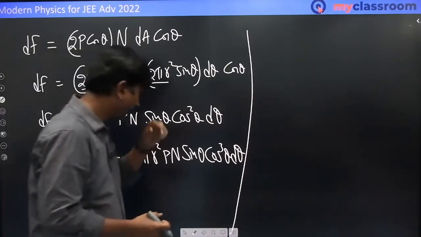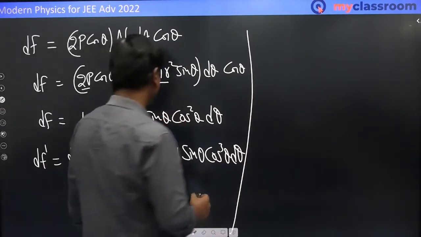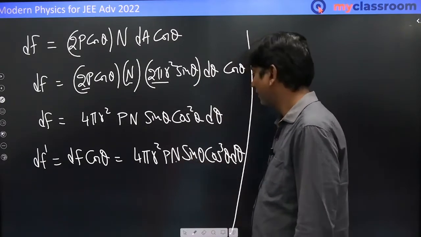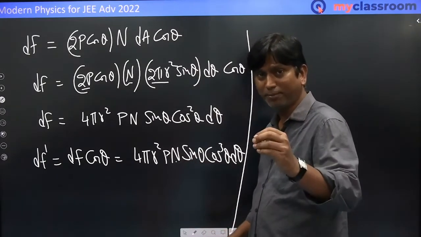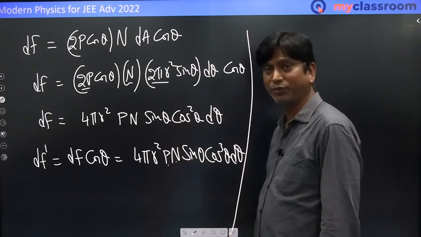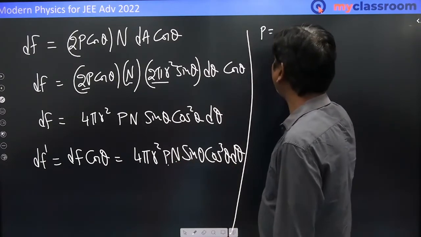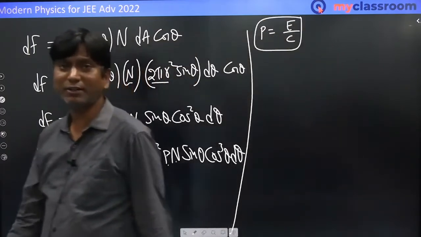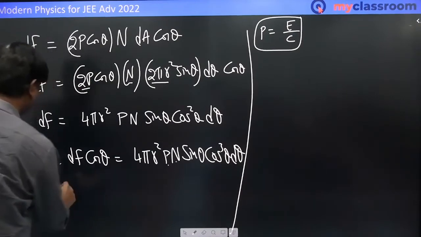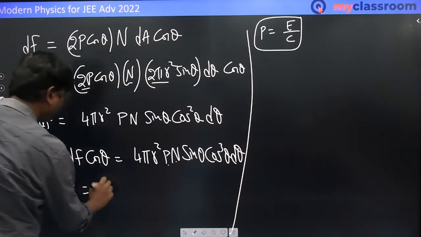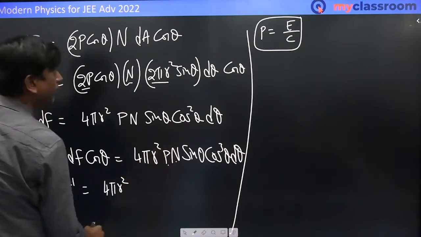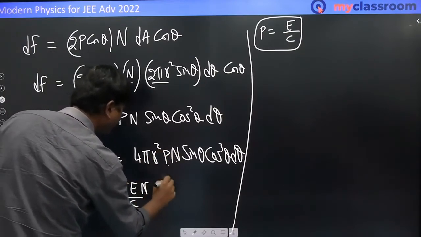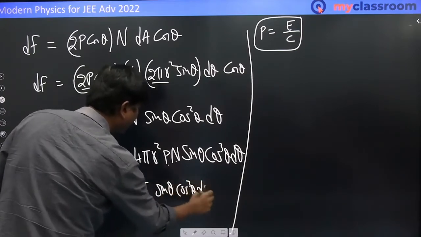Then, but you know what? These are the number of photons striking the surface per unit time per unit area, and this is the momentum of each photon. I already told you the momentum of each photon is equal to the energy of the photon by c. Momentum of each photon can be written as energy of each photon by c. So dF prime is equal to 4 pi r square. P is what? E by c into n into sin theta into cos cube theta into d theta.